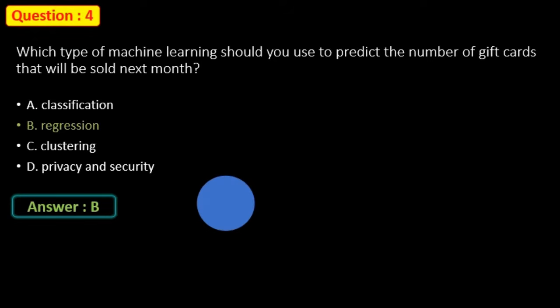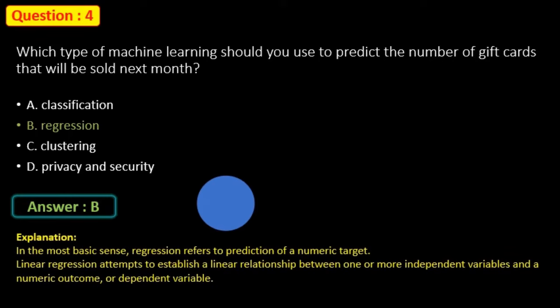Answer B. Regression. In the most basic sense, regression refers to prediction of a numeric target. Linear regression attempts to establish a linear relationship between one or more independent variables and a numeric outcome, or dependent variable.